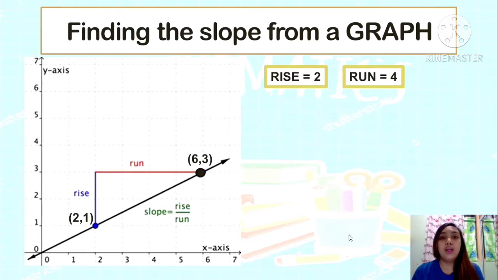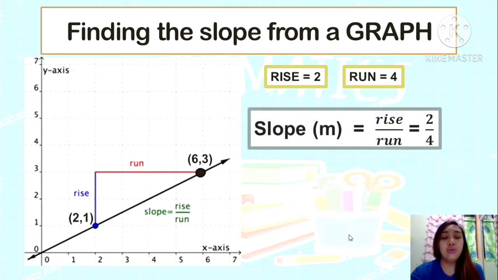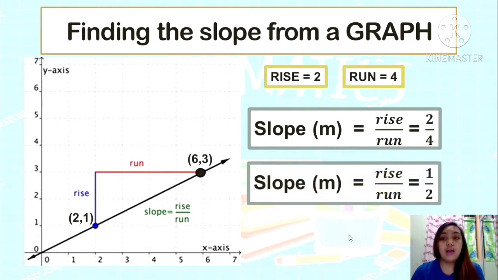Okay? So, paano natin isusulat si slope? Diba, sabi natin, slope is equal to rise over run. So, the answer is 2 over 4. But, take note, let us simplify 2 over 4. It will become 1 half. Therefore, the slope of (2, 1) and (6, 3) is 1 half.